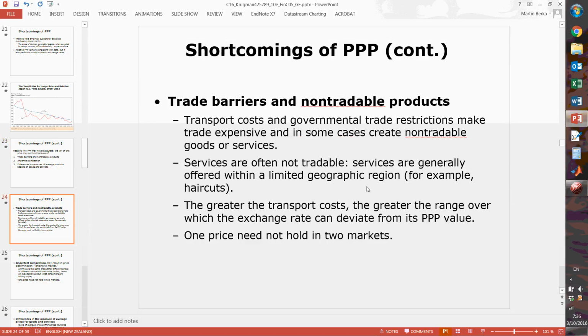Okay, trade barriers. I think I discussed all of this already, but the trade barriers are not just the shipping costs. There are also restrictions to trade. There are tariffs and quotas, which we know from the first half of the course.